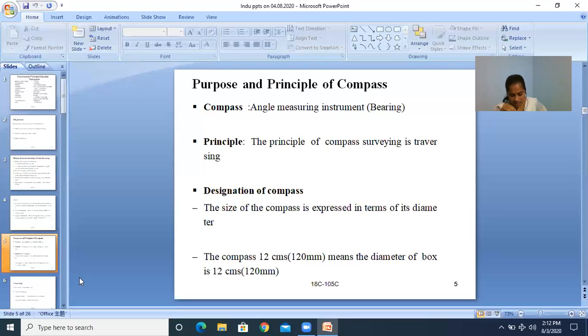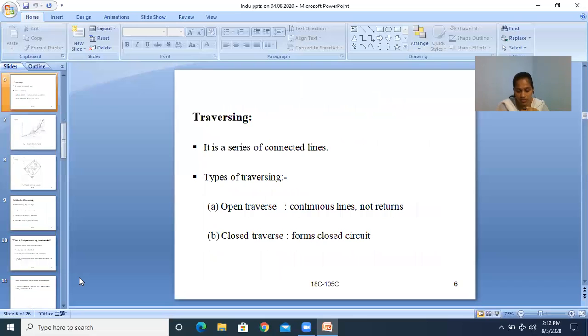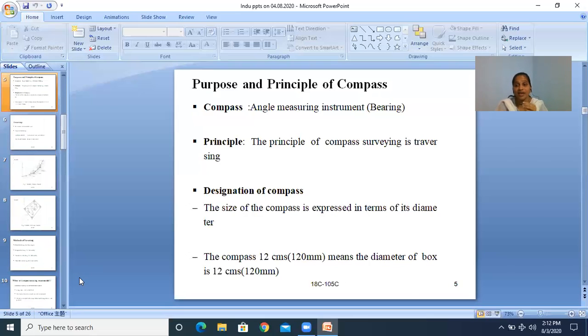When the area cannot be divided into triangles, for example towns, urban areas, etc. When the area to be surveyed is not possible to divide into a number of triangles, then we need compass surveying.